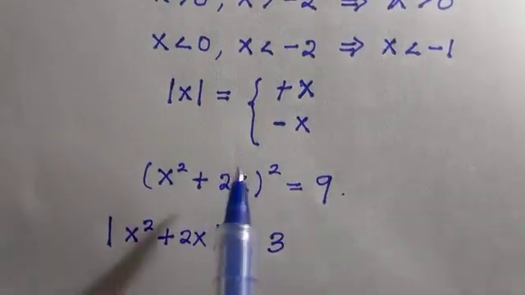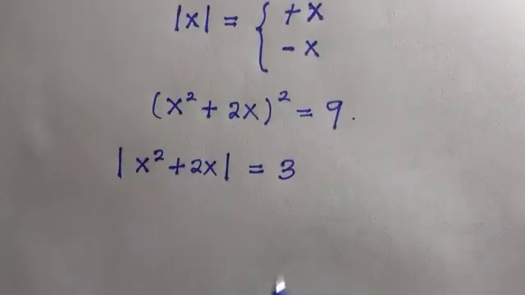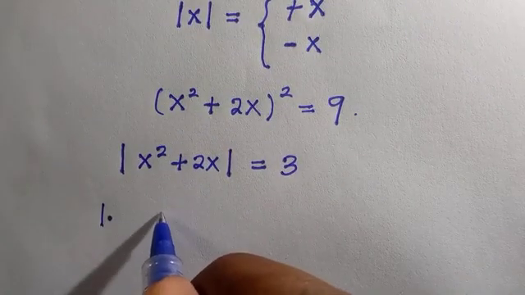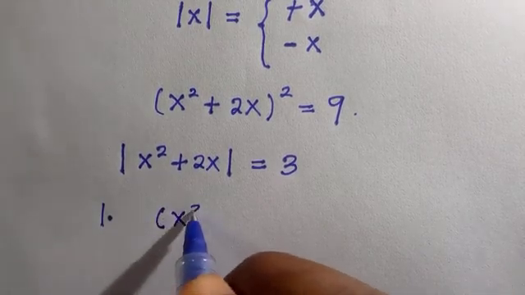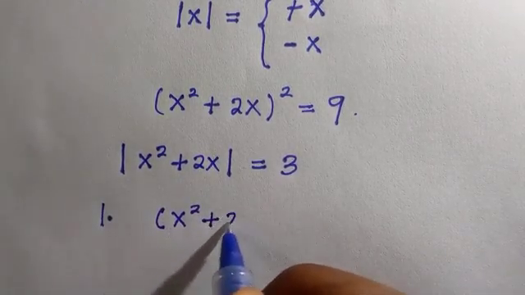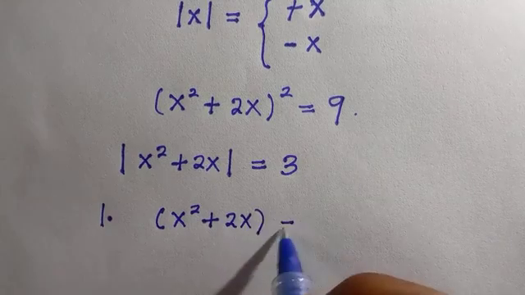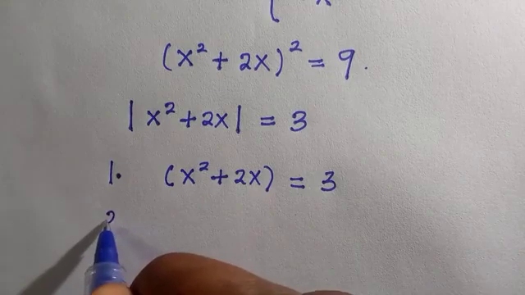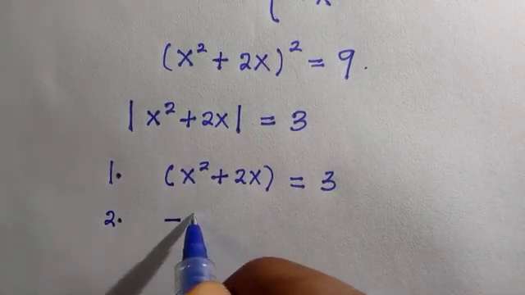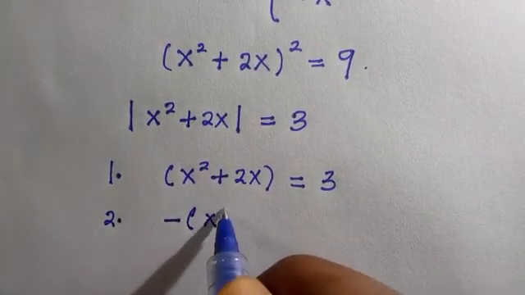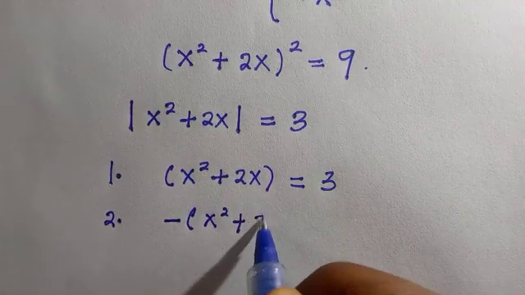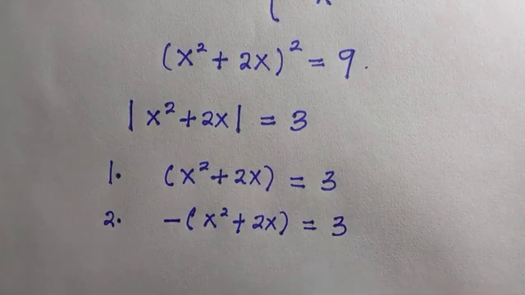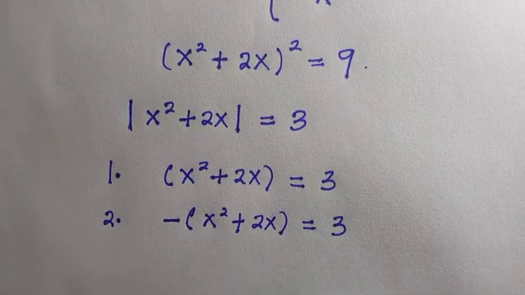Okay, and since we are working with positive and negative, the first case is x squared plus 2x equals 3, and the second case is going to be minus (x squared plus 2x) equals 3. And then we can now solve these two problems separately.